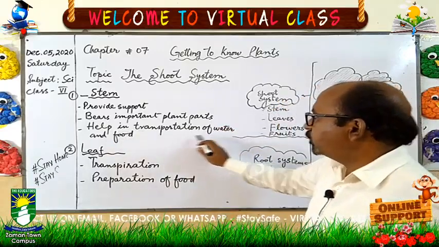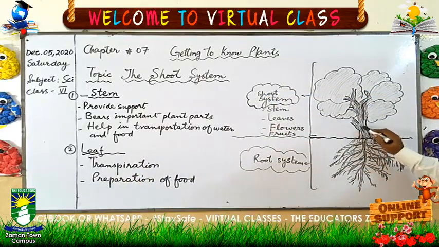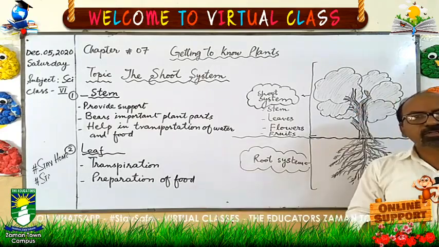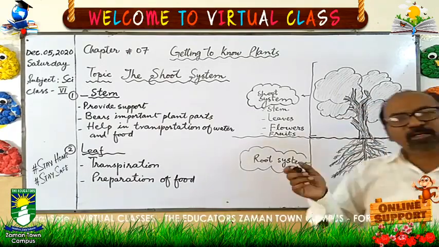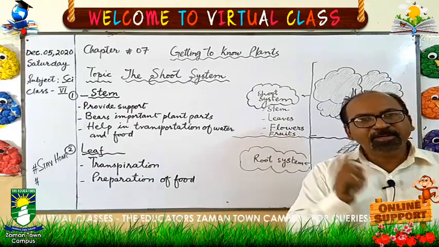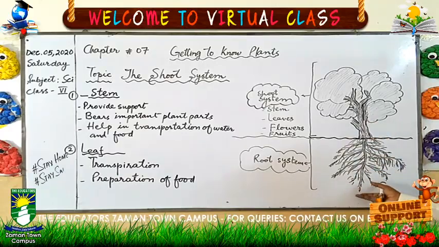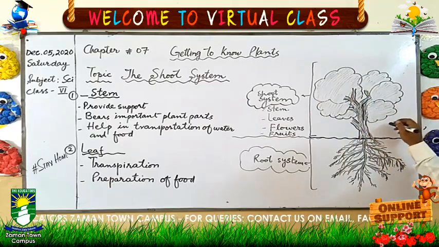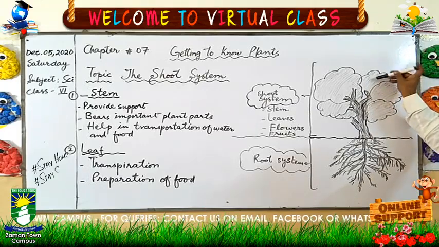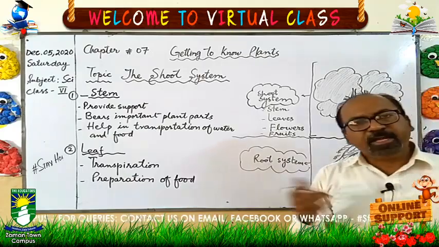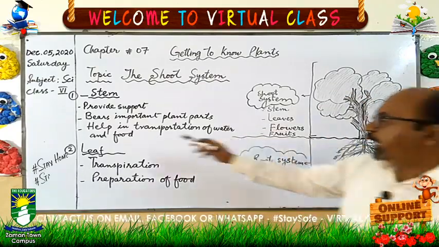Help in transportation of water and food. This is the portion which is connected with the roots, and inside the stem there are a lot of tubes. These are called vascular tubes, xylem and phloem. Xylem and phloem are the tubes through which the water and minerals are absorbed and taken to the aerial part of the plant. And the food which is prepared in the leaves is also transported by these tubes. So these are called xylem and phloem, which you will read about in the next classes. So it is a little introduction that they help in transportation.